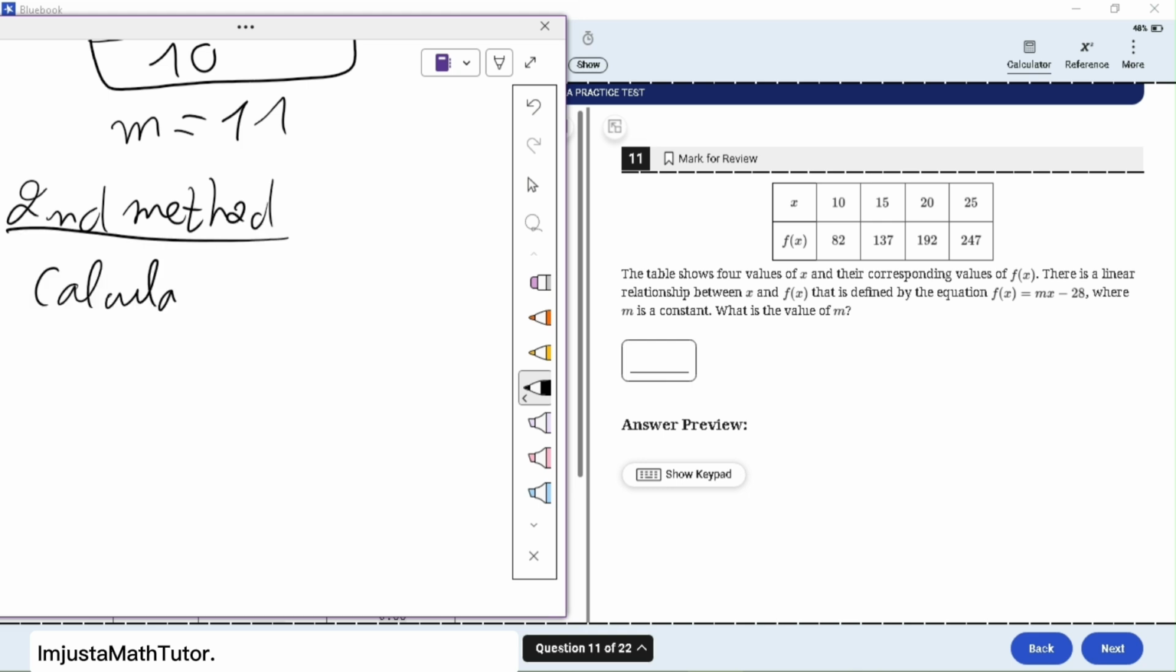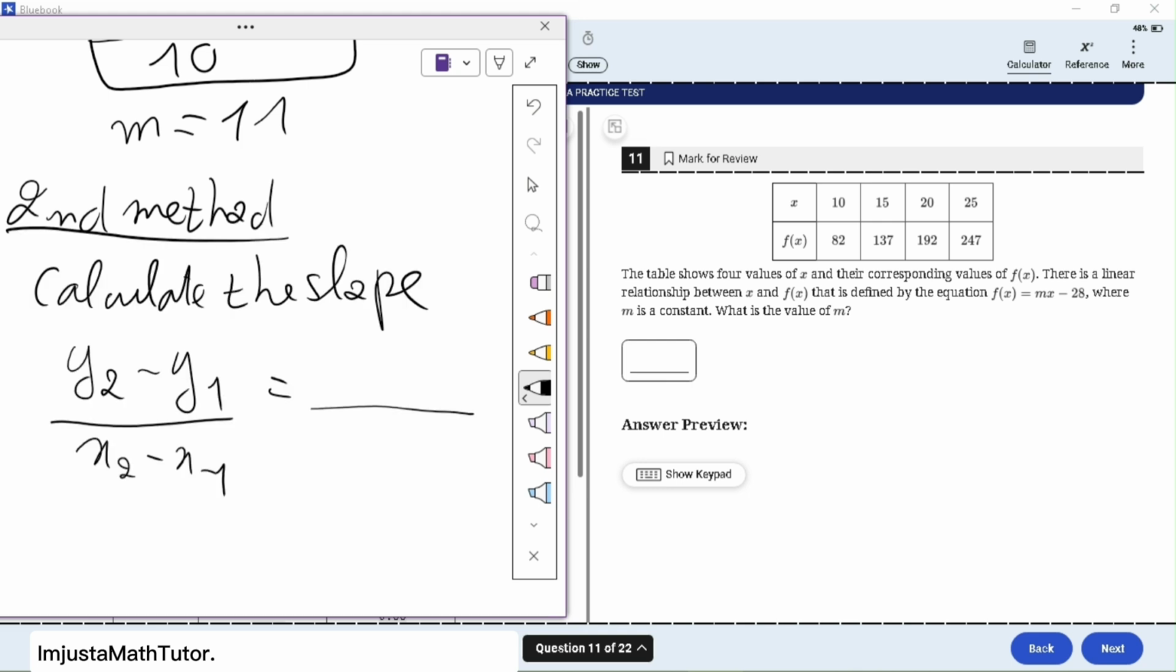Now for the second method, calculating the slope, we take 2 points and subtract the first from the second, and we should get the same result, which is 11.